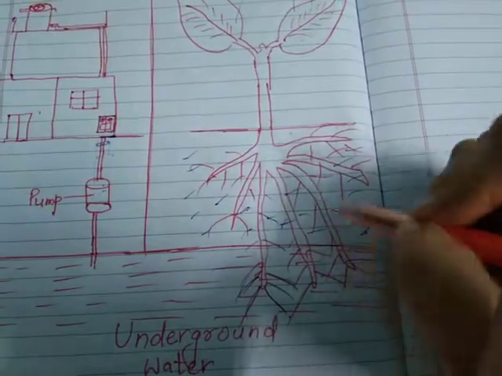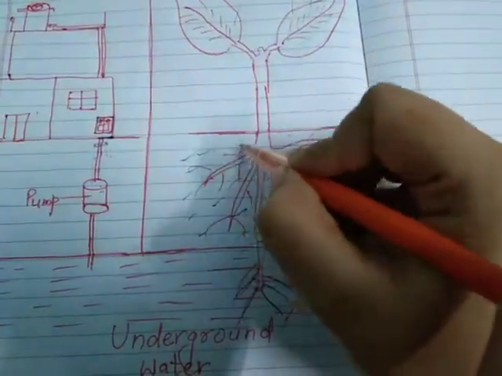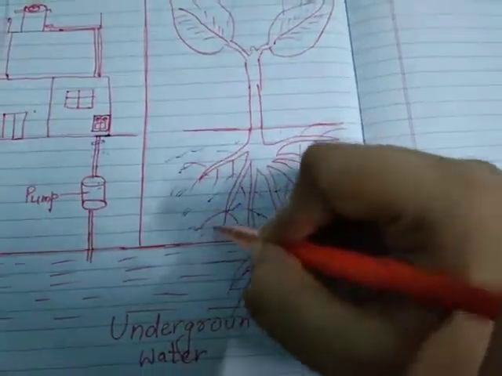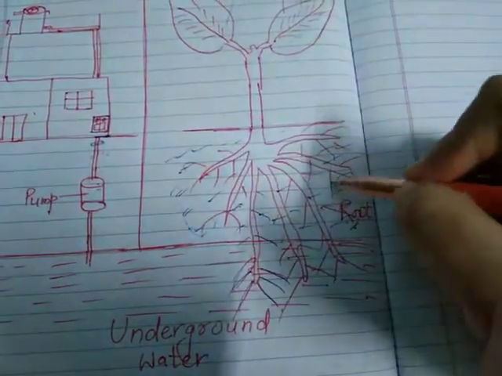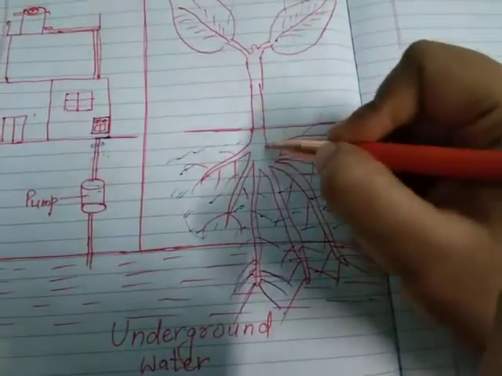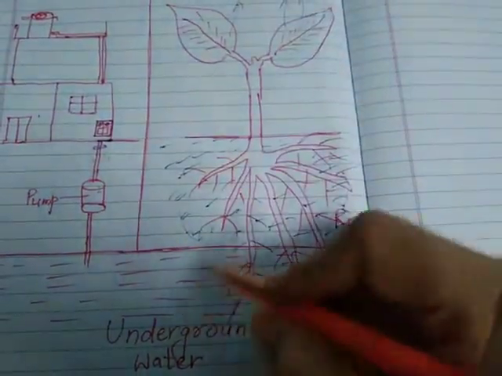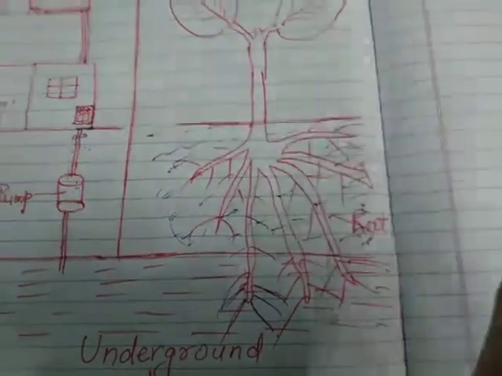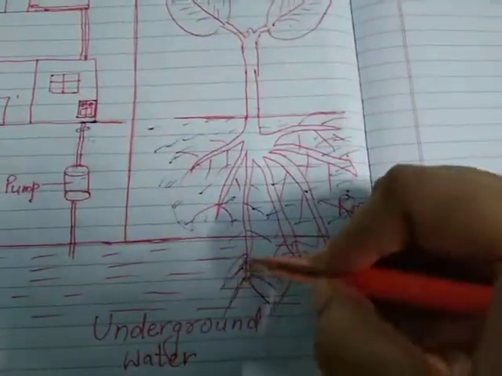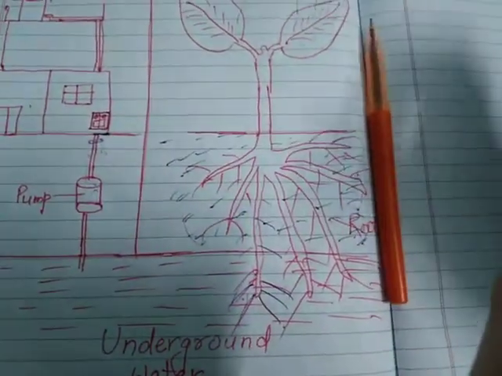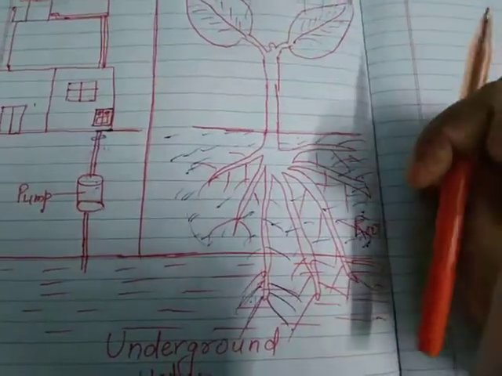This is your soil bed, in which we pour water, so here also water is present. A little amount of water is present here also, and a huge amount is present under the ground. The root hairs start to suck water.